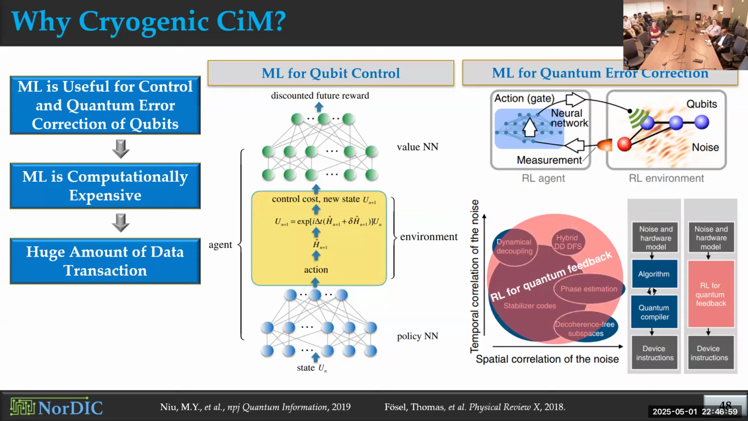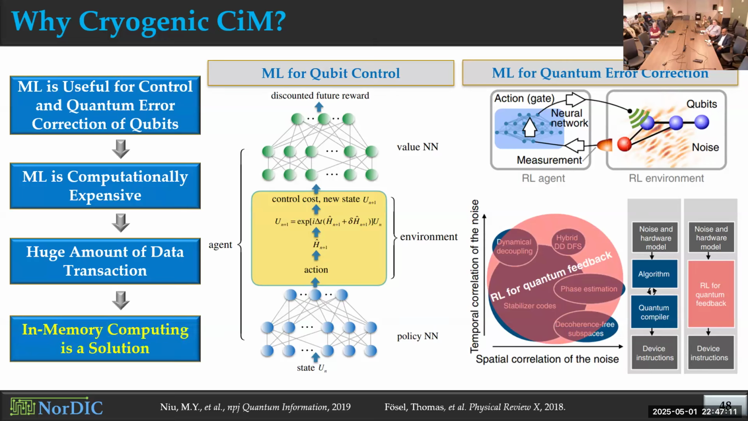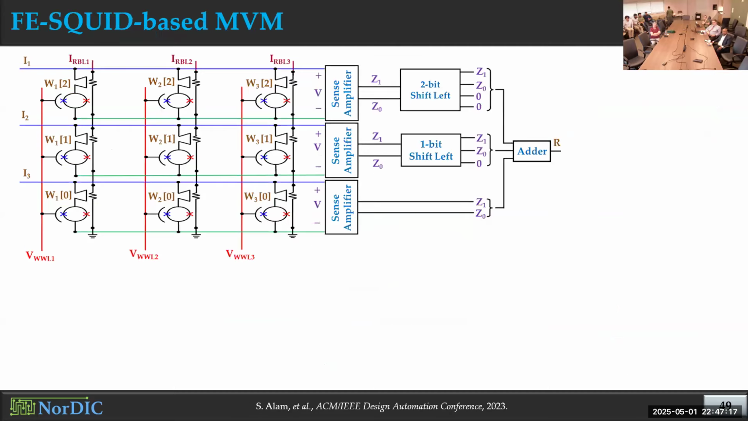So again, if you want to have machine learning algorithms, the von Neumann architecture will not be efficient at all, because in machine learning algorithms, you need a huge amount of data movement between the memory and processing units. So if we have a suitable cryogenic in-memory computing system, that can also be a solution for these machine learning algorithms in a cryogenic environment.